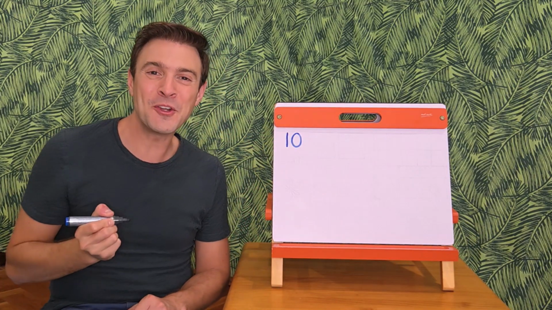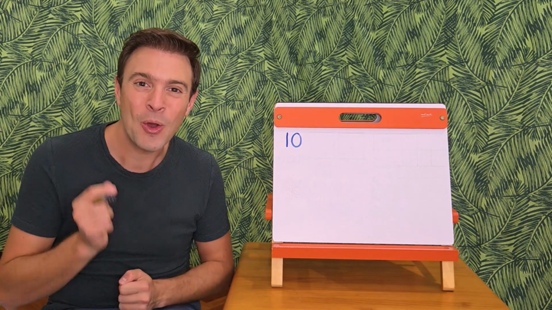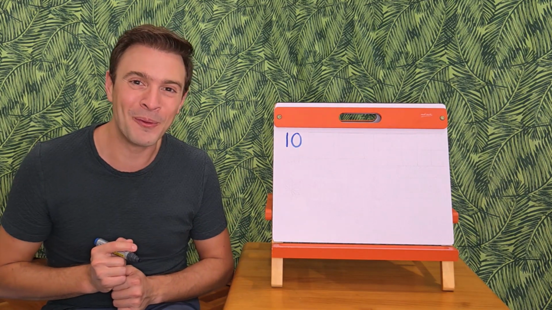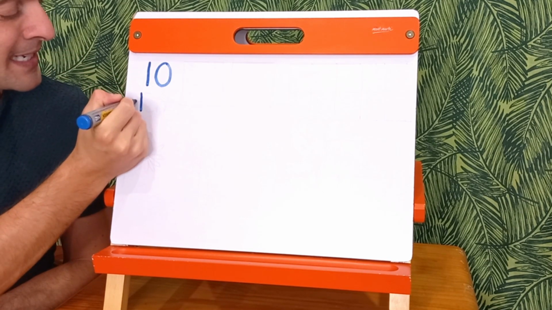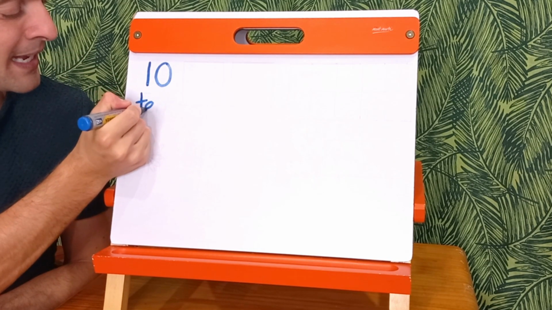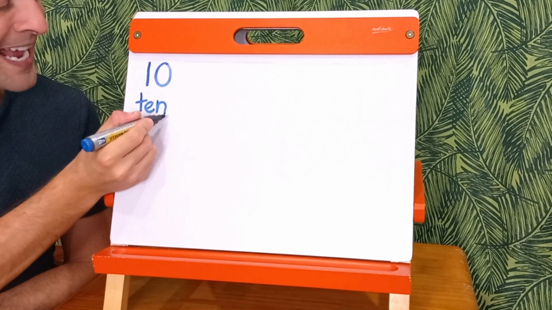Now we can write the numeral for 10, and we can also write the word that says 10. Watch as I write the word on the board. We spell 10 like this. T-E-N. 10.